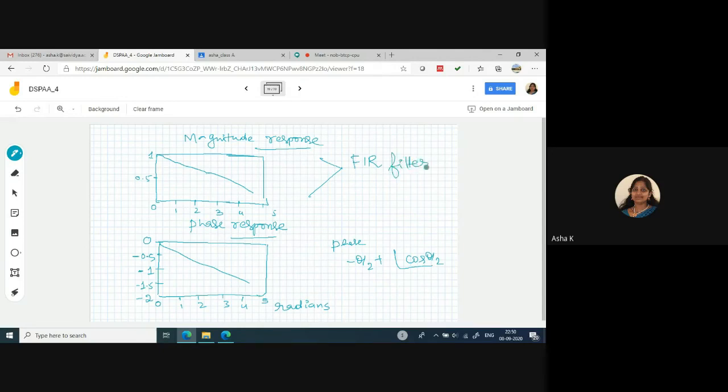The difference equation represented here is y of n is equal to 0.5 into x of n plus 0.5 into x of n minus 1. This is the difference equation that we have used for the finite impulse response filter.